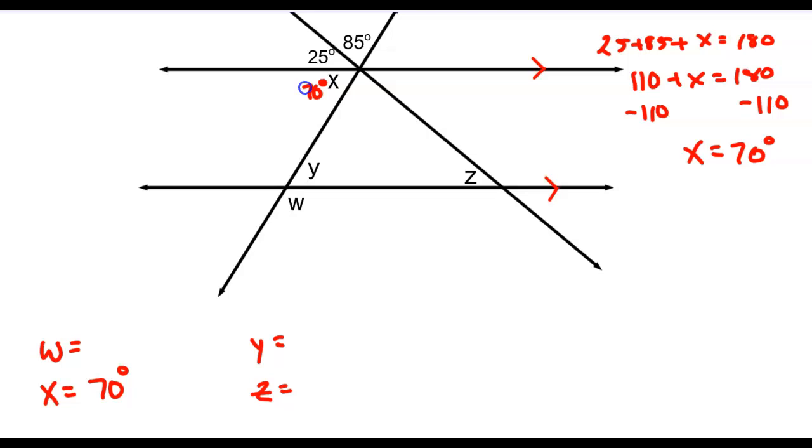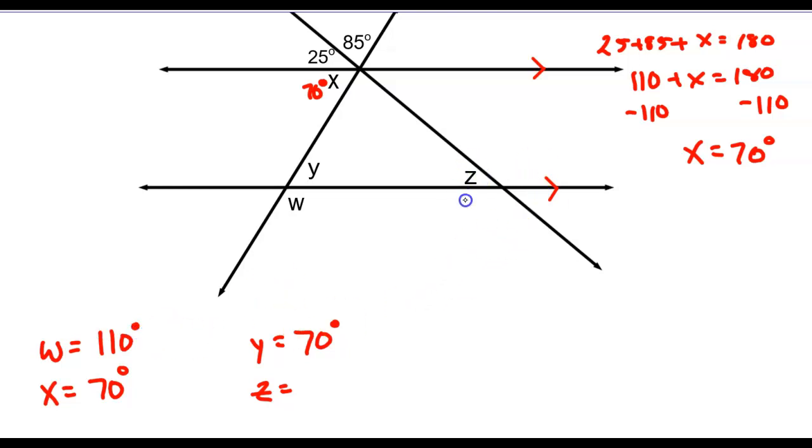Okay? Now I can start figuring out some other information. Well, x and y are going to be considered alternate interior angles because we have parallel lines cut by a transversal. So y is also going to be a 70-degree angle because they're alternate interior angles, and because they're parallel lines, alternate interior angles are congruent. Well, what do we know about y and w? Y and w have to be supplementary, or 180 degrees, because they're a linear pair. That means that w would be 110 degrees.